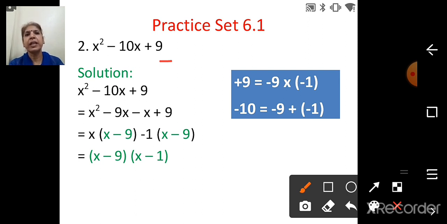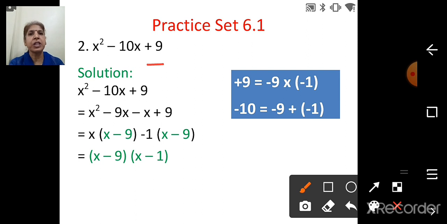And here the square term is x square and its coefficient is 1. When we say x square, its coefficient is 1. And when the coefficient is 1, multiply with 9, the last term: 1 nine is 9. So whenever the coefficient is 1, we take the product of the last term. So we have to find the factors of positive 9. The product is 9 and the sign is very important. It is positive 9, so plus 9.